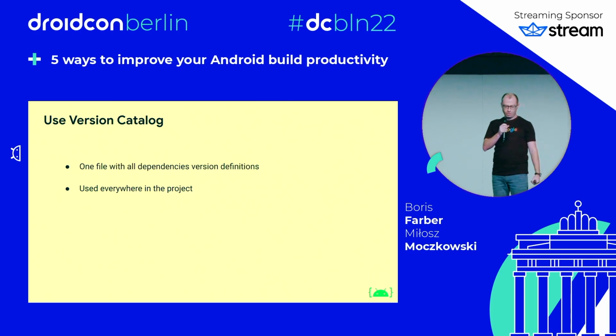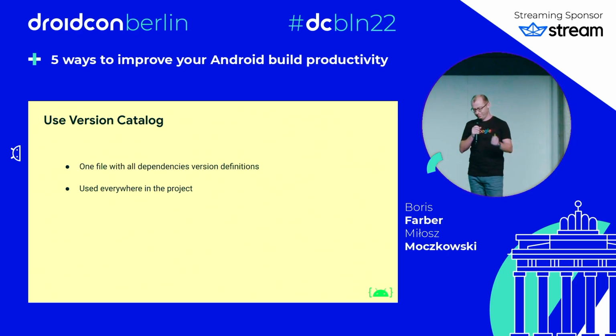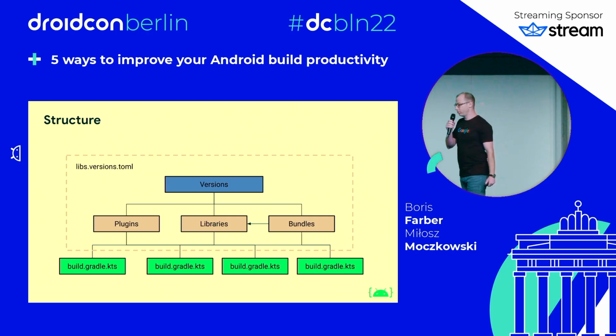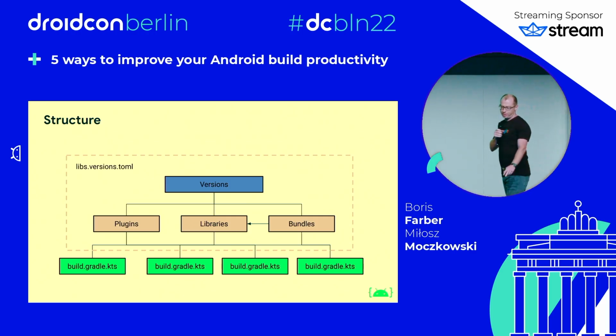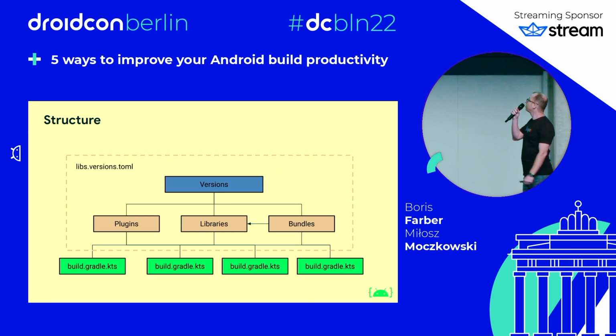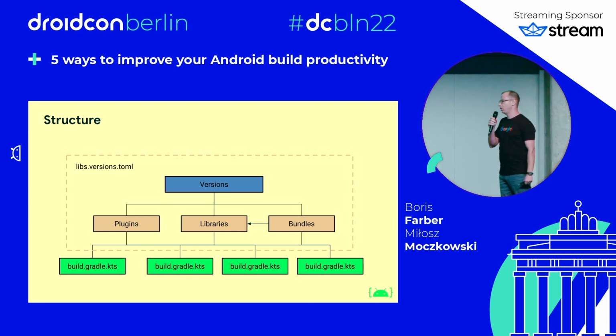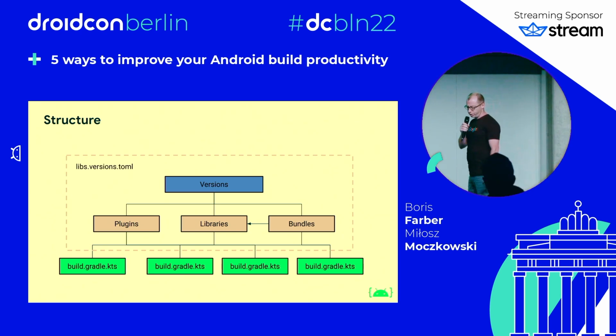Essentially, a version catalog is one file with all dependency version definitions across the whole project, which is used everywhere in the project, which means a source of truth. Meaning, when we need to update a dependency, we update it in one place. So here is how it looks. We will see the code in a second. We get this nice file, libs.versions.toml, that sits in the Gradle folder of our project.